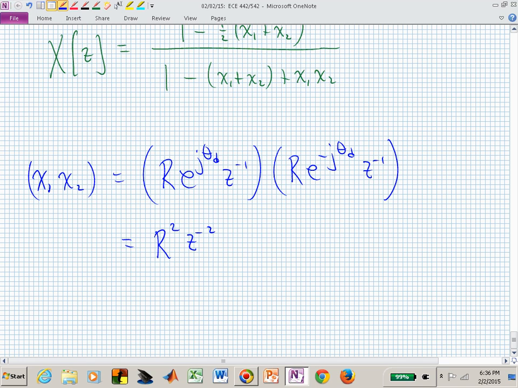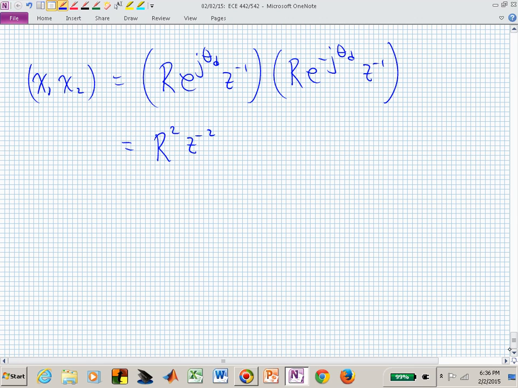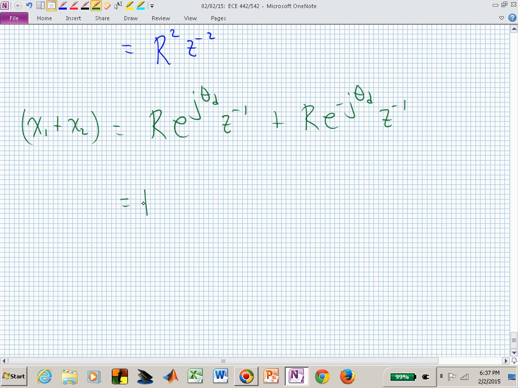That's one of the pieces of our Z-transform. The other piece will come to us if we find what x1 plus x sub 2 looks like. This is now r, e to the j theta sub d, z to the minus 1, plus r, e to the minus j theta sub d, z to the minus 1. We have a couple terms in common.